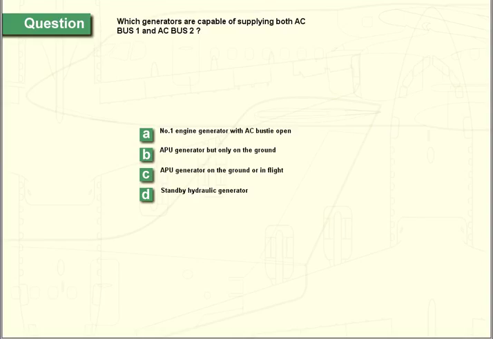Which generators are capable of supplying both AC bus 1 and AC bus 2?